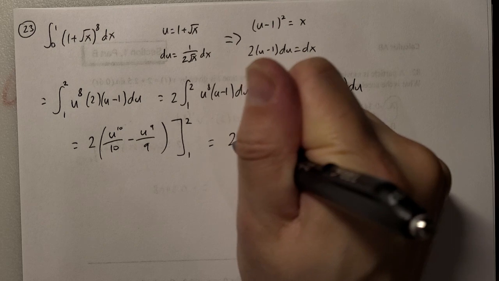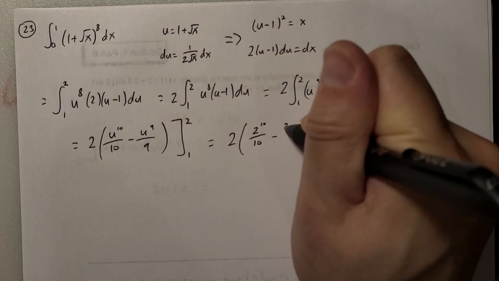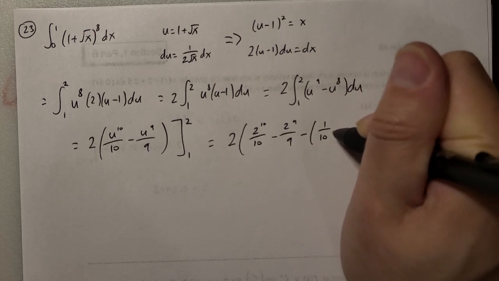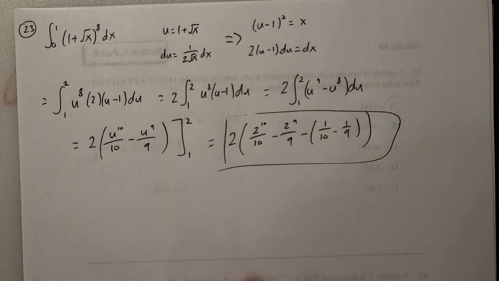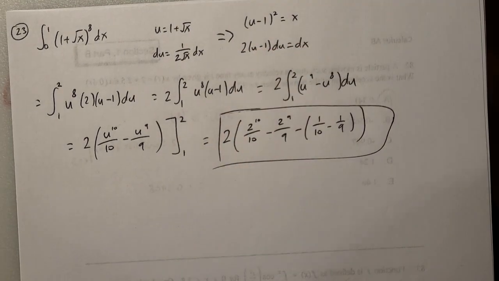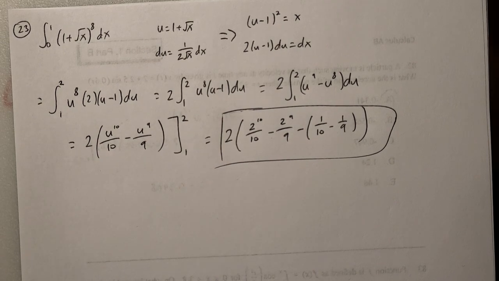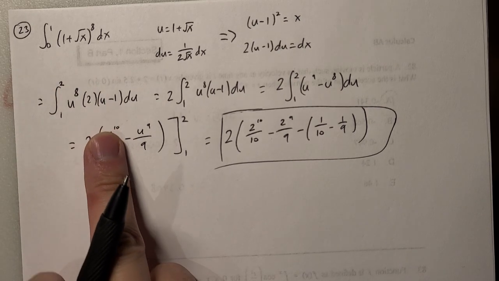So that's 2 times 2 to the 10th over 10 minus 2 to the 9th over 9, minus parentheses 1 over 10 minus 1 over 9. This should be your answer. I'm not going to simplify. Not too bad for this one. We just had to make one substitution to make things a lot easier.